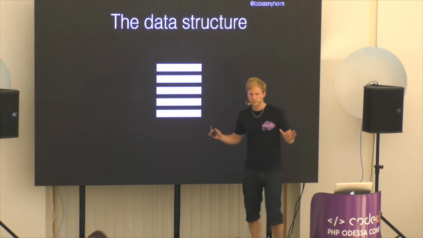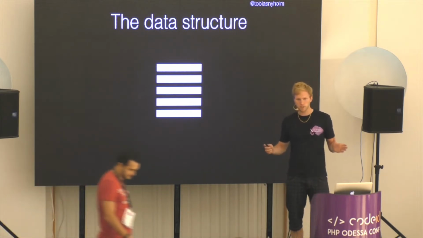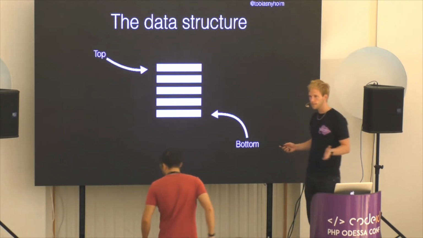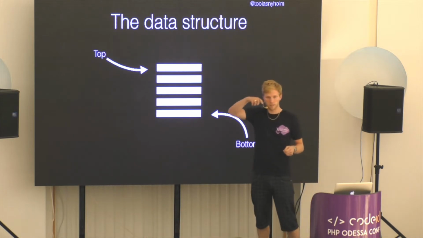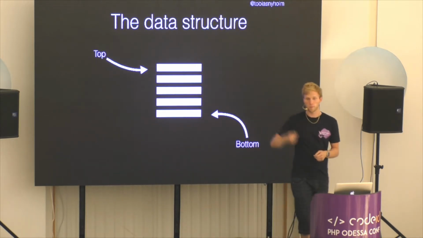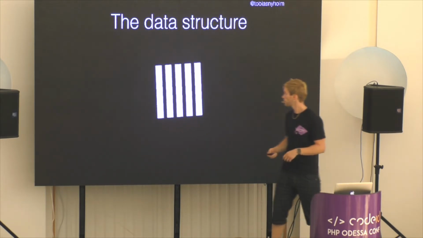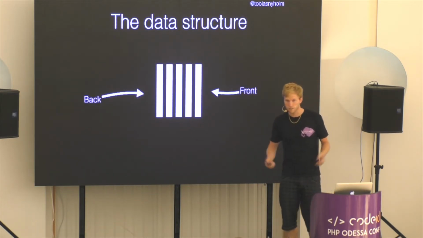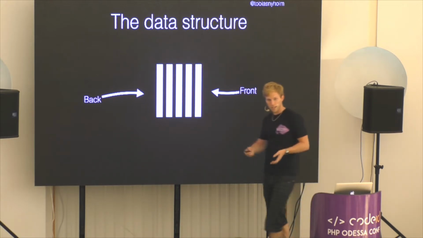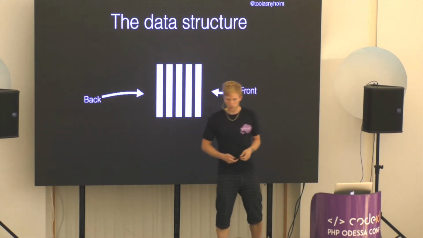Let's start simple. This is a stack. It's a simple data structure. It has a top and a bottom. You put things on top of it, and you get things from the top as well. So it's last in, first out. If you flip it, you have a queue, which has a back and a front. So you put things on the back of the queue and take things out of the front of the queue.